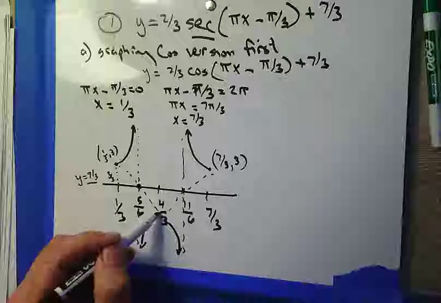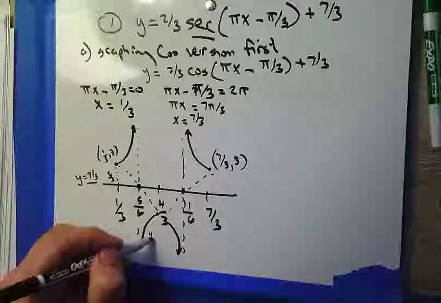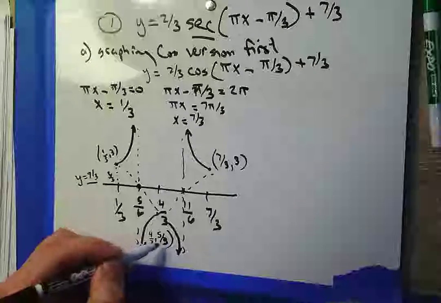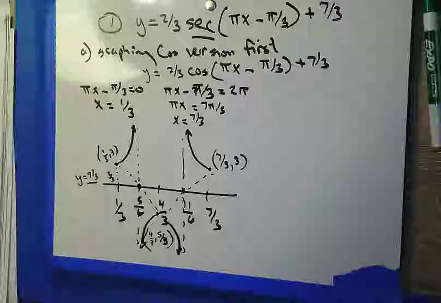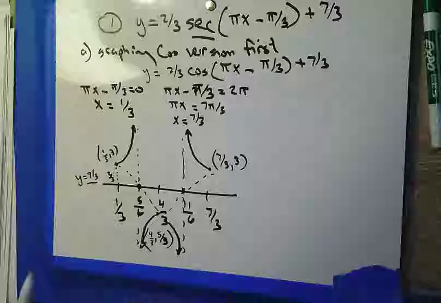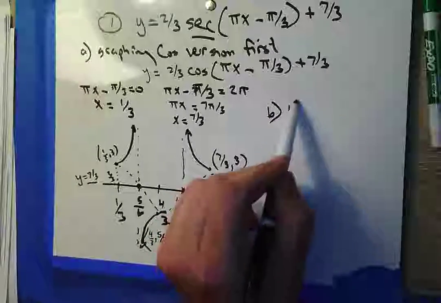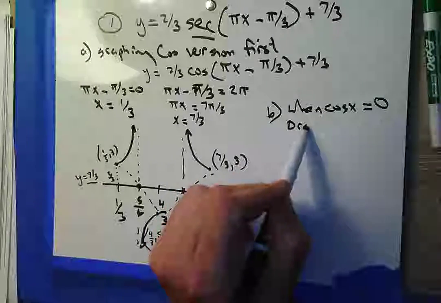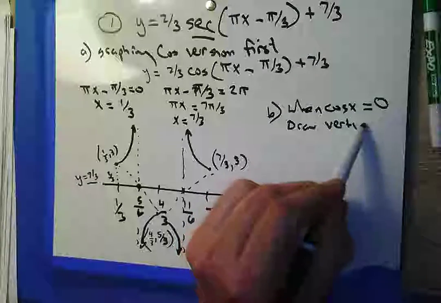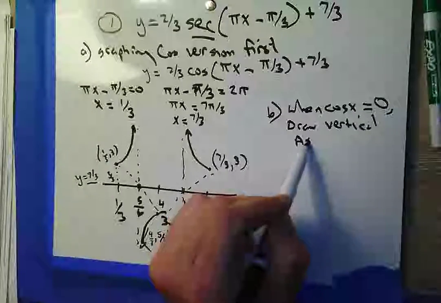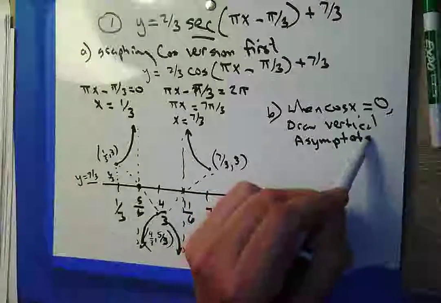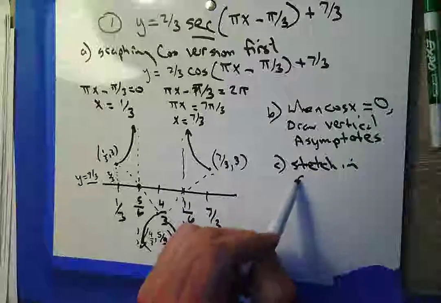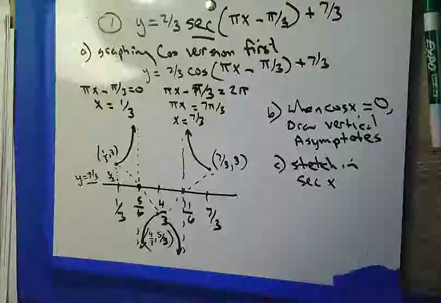And here we have 7/3 minus 2/3, which would be 5/3. So the x value here is 4/3. The y value here is 5/3. Okie doke. That's our method. I guess I need to write in over here: when cosine equals 0, draw vertical asymptotes, and sketch in secant x. Okay.